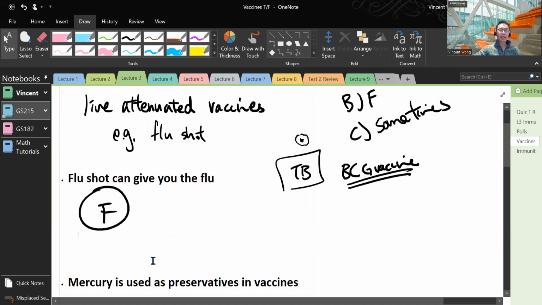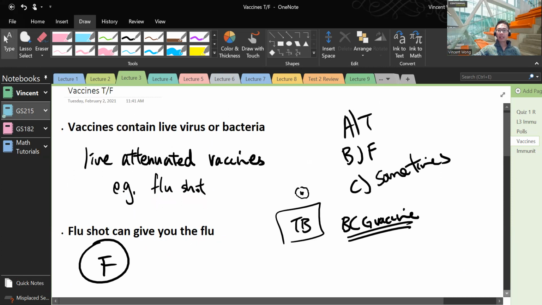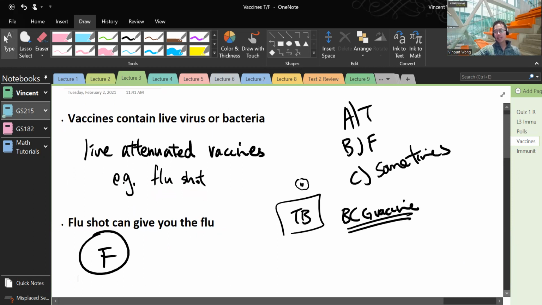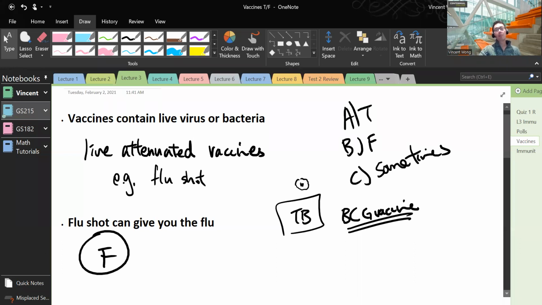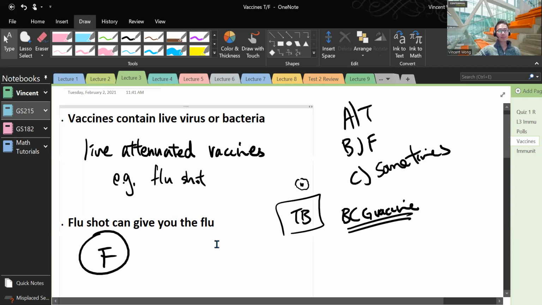Now, if you do a search on the internet, you will find that there were a few unfortunate incidents in the past where, for example, the polio vaccine, which is live attenuated, had a manufacturing error where the virus was actually not inactivated in the vaccines, and it was given to patients, and that inadvertently gave people polio as a result. But that was because of a pharmaceutical error by the company, not because vaccines can give you the disease. All right.